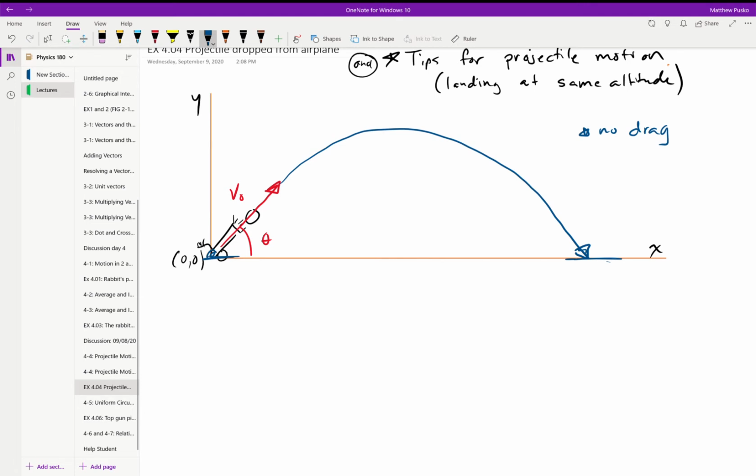The first thing we should do whenever we see this is break it up into x and y components, because we only have gravity acting in one direction. Gravity is acting downwards the whole time. And it always acts at the same magnitude, negative 9.81. And that is our acceleration. It's our constant acceleration. But in the x direction, we don't have an acceleration.